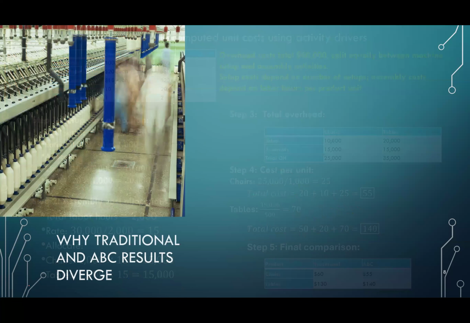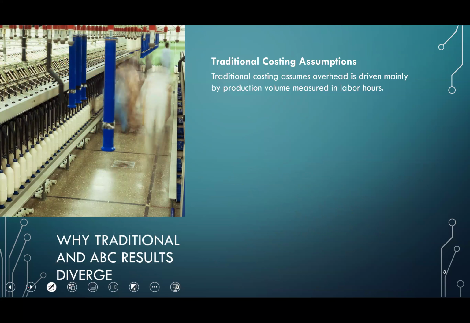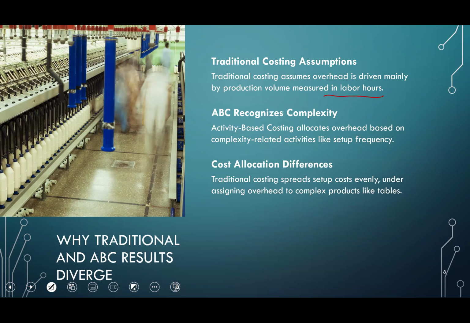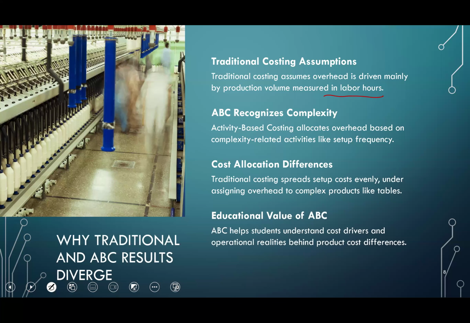So here we are going to do the summary comparison. Traditional costing basically assumes that all the overheads are driven by labor hours, which may or may not be right. For example, setup may not be driven by that. ABC, on the other hand, recognizes the complexity of each product and therefore is going to lead to a small amount of cost allocation differences and therefore lead to better pricing of products, better decisions, etc.